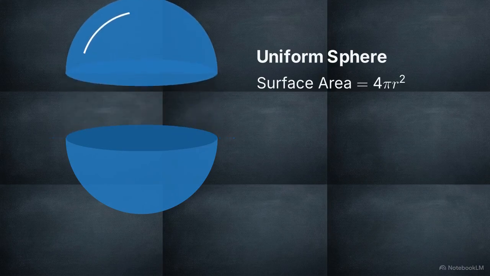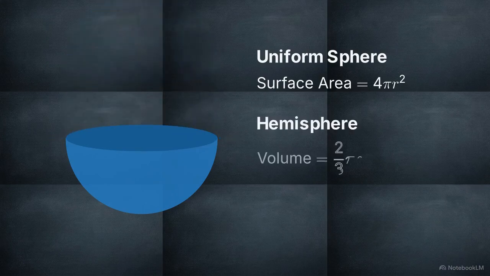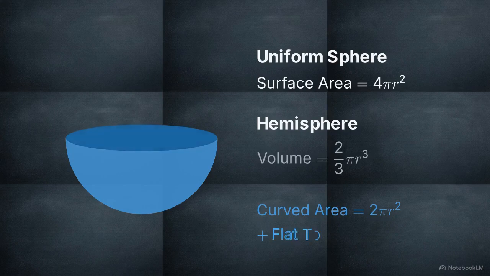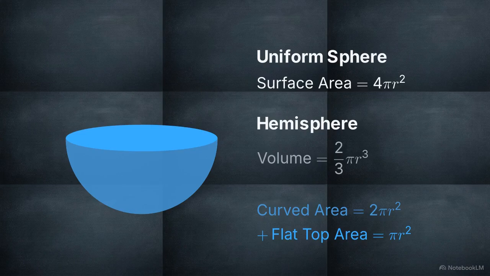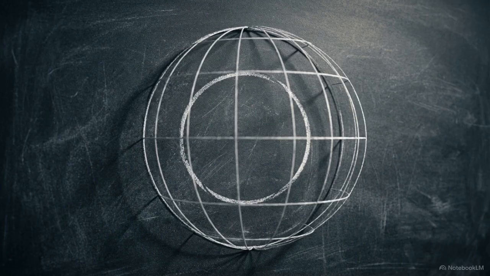Slicing the sphere creates a hemisphere with half the volume, 2/3 pi r cubed. The curved surface area is 2 pi r squared, but a solid hemisphere adds 1/3 pi r squared to account for the new flat circular top. Symmetrical curved 3D solids are governed by the radial sweep of a standard 2D circle.